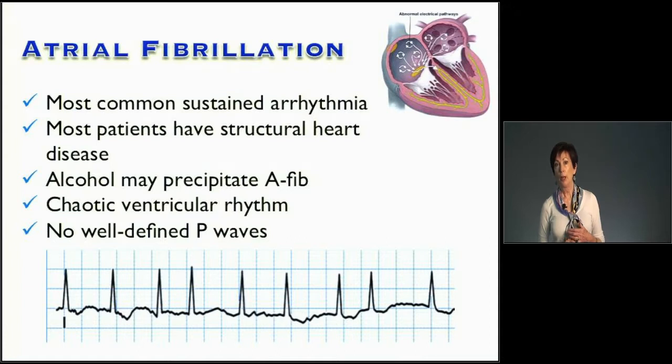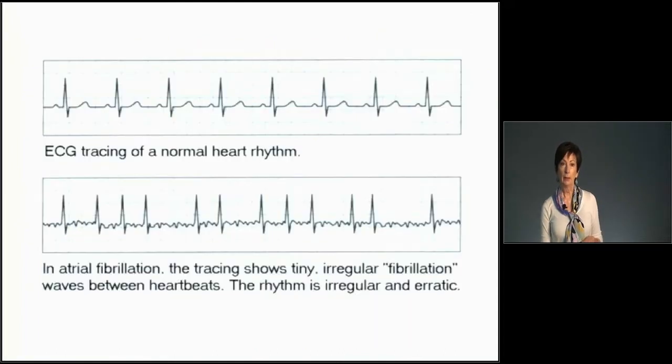It's impossible for over 320 atrial electrical impulses bombarding the AV node to be able to get through on a regular basis. So it's always going to be irregular. So comparing these two tracings, you've got normal sinus rhythm up at the top, and then down at the bottom we have AFib, and it shows the irregular QRSs and the fibrillation waves in between the heartbeats.